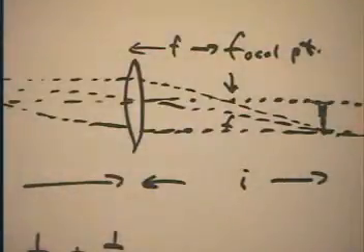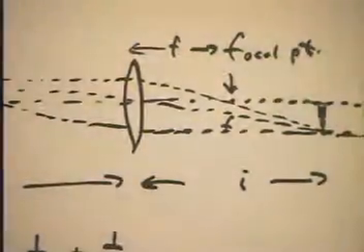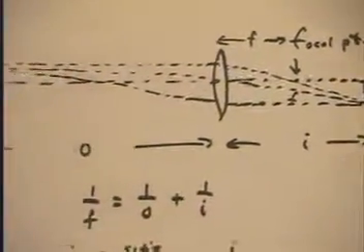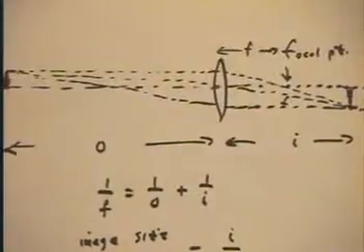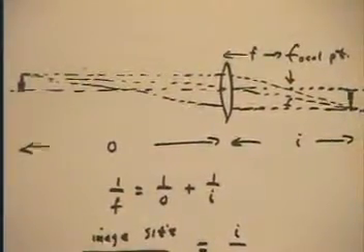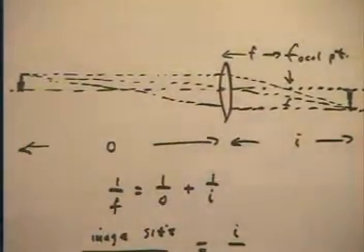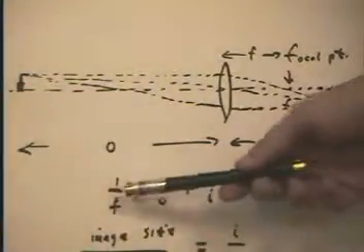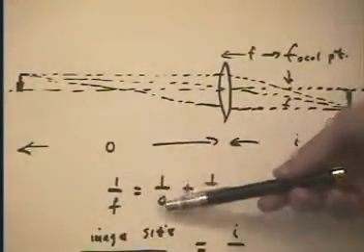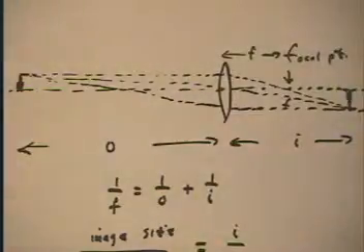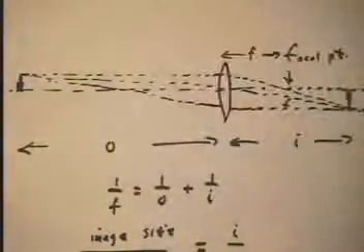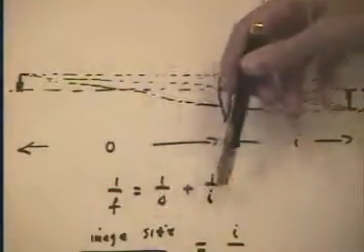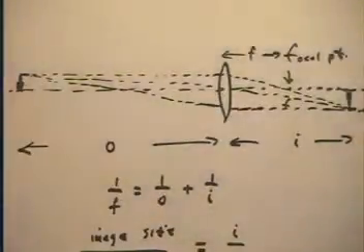Now, if we just consider similar triangles on this whole figure, okay, if we look at the triangles, and I'm not going to go through the details of analyzing those triangles, but if we look at similar triangles, we can easily come up with this relationship: 1 over F equals 1 over O plus 1 over I. Okay, and that's the equation that relates object distance, image distance, and focal distance.